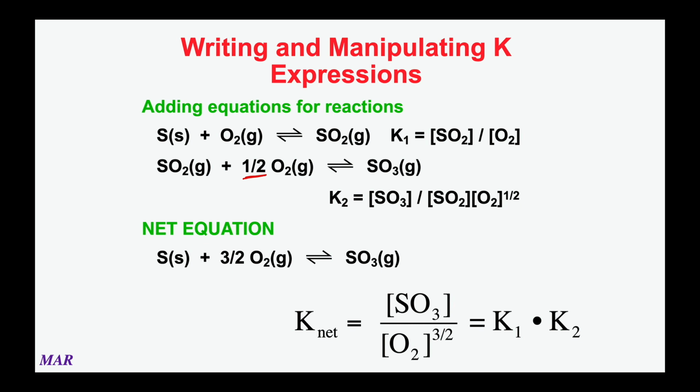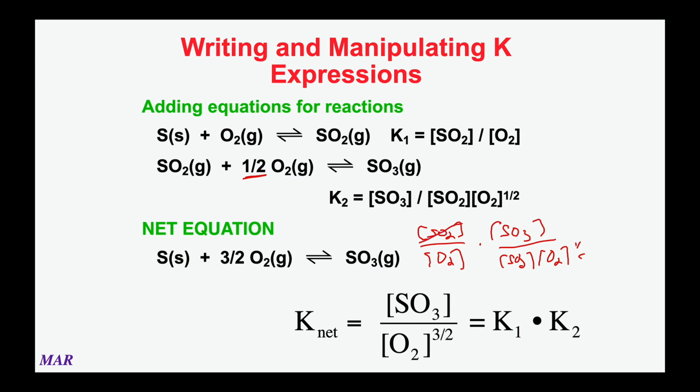And if you look carefully, if you took K1 and multiplied it by K2, it's going to give you this net reaction. I don't believe you, Dr. Russell. Oh, whoever said that, random student in the back of the room, I totally understand. So K1 is SO2 divided by O2. And K2, excuse me, is SO3 divided by SO2 and O2 to the 1/2 power. So we're multiplying these both together.